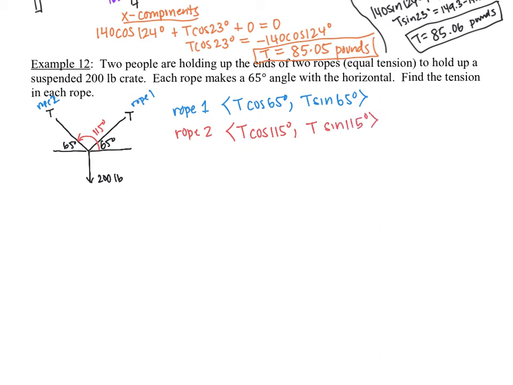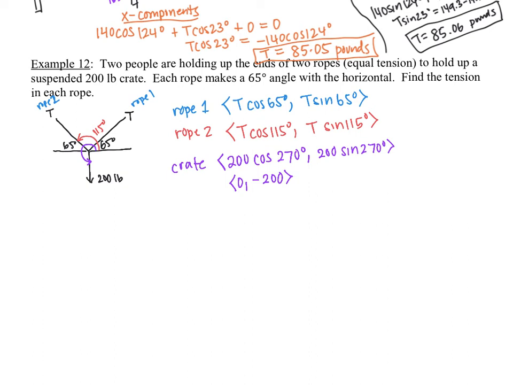Okay, now for the crate that's pulling straight down, remember there's two ways to think about it. One would be, what is the direction angle of this vector? The direction angle is actually 270 degrees, and its magnitude is 200, so I could say 200 cosine 270 degrees, 200 sine 270 degrees, and it would be fine to work with it like that. If you look at it and you can tell it's pointing straight down in the y direction, you could also just write this as 0, comma, negative 200, which is what you get when you put 200 cosine 270 degrees and 200 sine 270 degrees into the calculator.